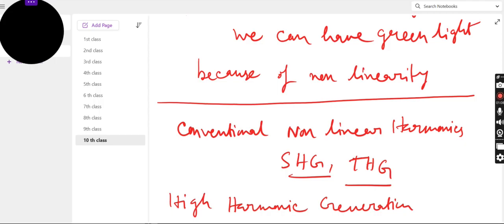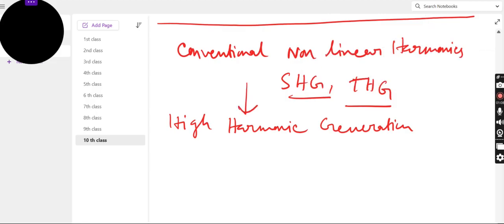So for that, we need high harmonic generation, and this procedure is different, because we want a three-step procedure, and all those procedures with which we generate high harmonics. And what is the specialty of these high harmonics? The third harmonic, fifth harmonic, seventh harmonic, ninth harmonic have the same intensity. That is the specialty of high harmonic generation.